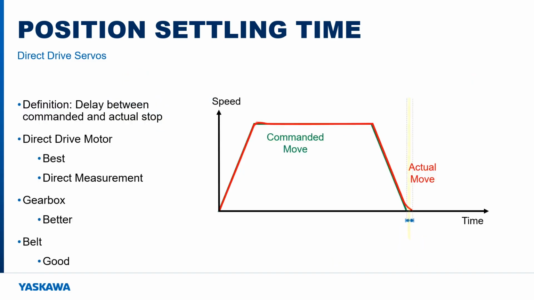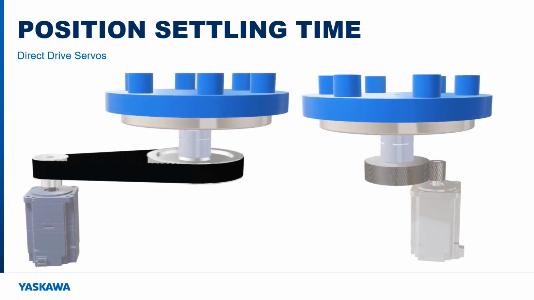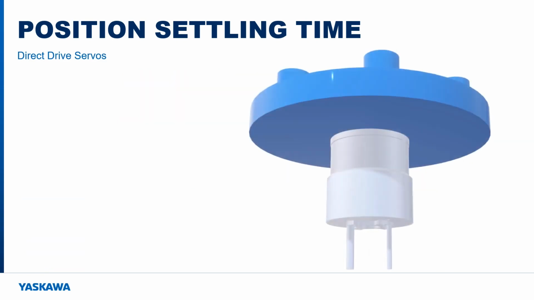The load may still be in motion and not yet settled, or experiencing vibration and oscillation. Rigidity and backlash in the transmission interfere with the measurement of settling time through the encoder. However, in a direct drive motor, the encoder is essentially fixed to the load itself, reporting the true settling time of the load.